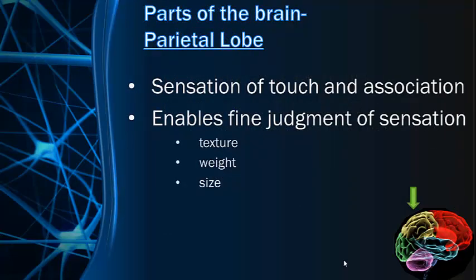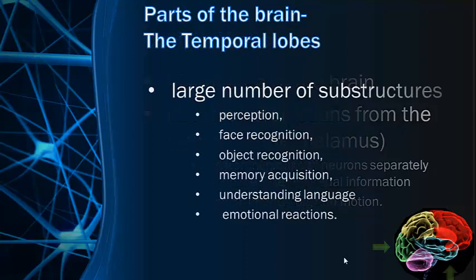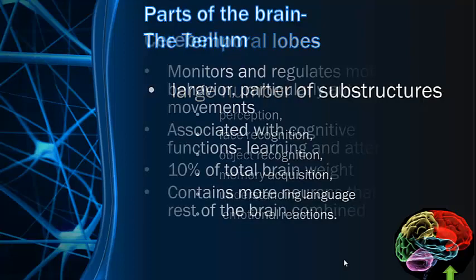The parietal lobe gives the sensations of touch and association and enables the fine judgment of sensation. The occipital lobe is the visual area of the brain. It receives projections from the retina. And the temporal lobes have a large number of substructures like perception, face recognition, object recognition, and many others.